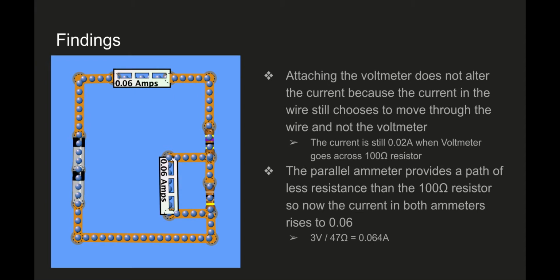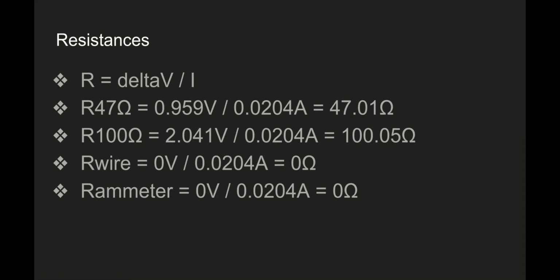So from the findings that I found, attaching the voltmeter does not alter the current because the current still chooses to move through the wire and not the voltmeter. And placing an ammeter in parallel with the 100 ohm resistor causes the current to go through the ammeter instead of the resistor, and therefore the current increases to 0.06. So the resistances I found from just taking the potential difference findings divided by the current, I found basically to be the same resistances in the wire and ammeter to have 0 ohm resistance.